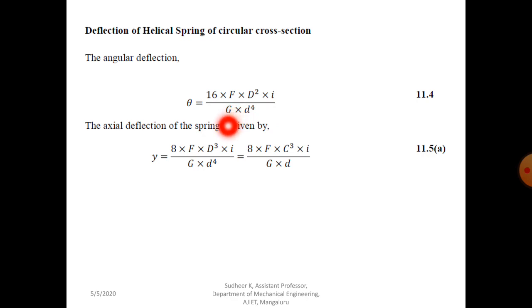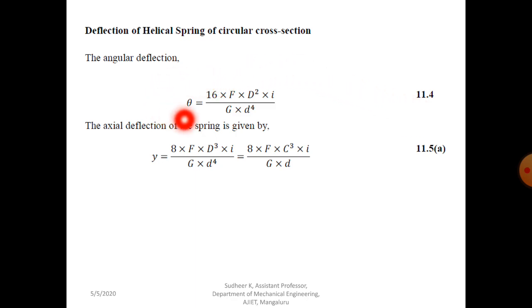J is the polar moment of inertia of the wire, given by pi into small d to the power 4 divided by 32, into G, where G is the modulus of rigidity. After substitution, you will get this equation: theta equal to 16 F D square into i divided by G into d to the power 4. This is one of the important equations for angular deflection, given in your data handbook as equation 11.4.